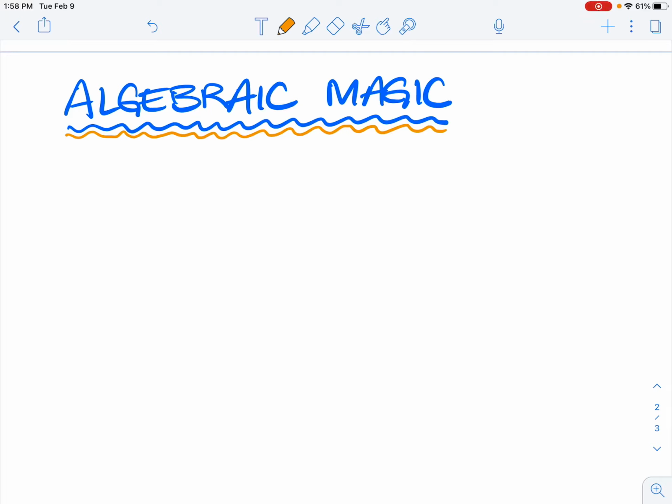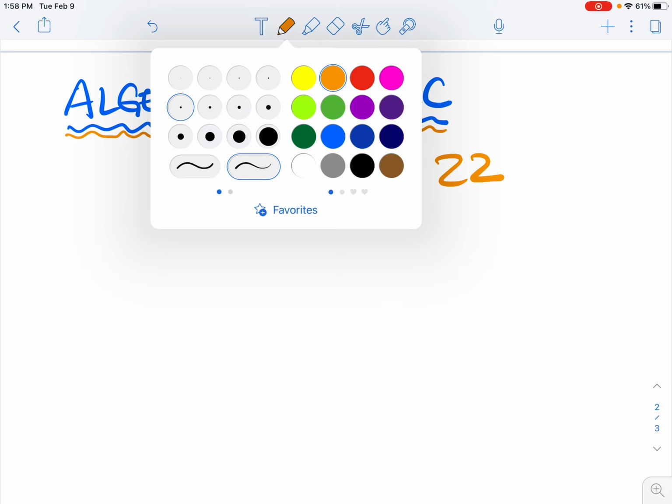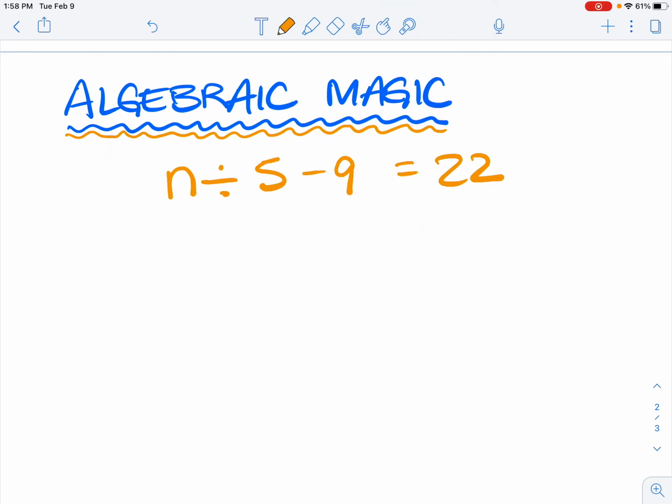Okay, so what I want to teach you today is algebraic magic. This is what we want to be careful about when we show our students this: it is a little bit of magic. So this is your algebraic expression: n divided by 5 plus, oops, that should be a plus 9 equals 22.